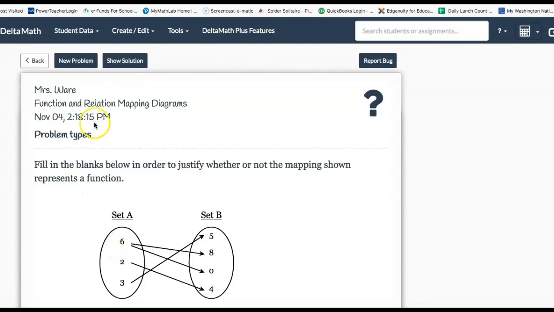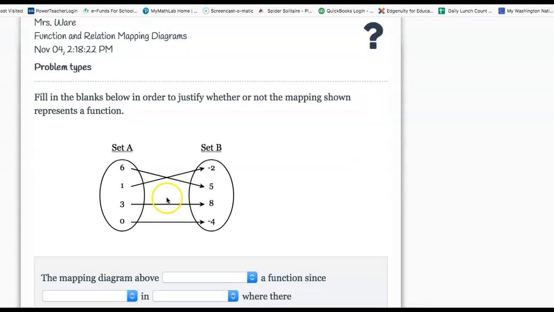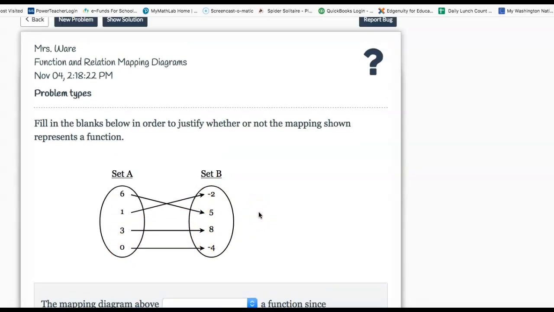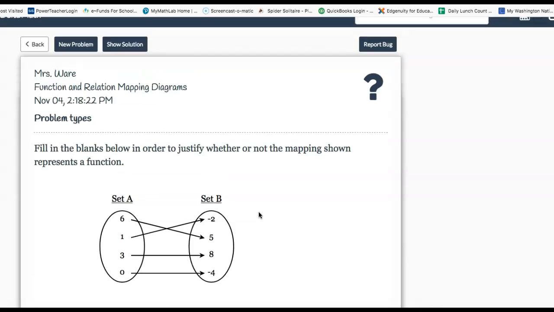This would not, because of what's going on at 6. Not because of -4. This would be okay. So there's one coming from 6, one coming from 1, one coming from 3, and one coming from 0. Okay, so hopefully that helps you understand whether it's a function or not with a mapping diagram.